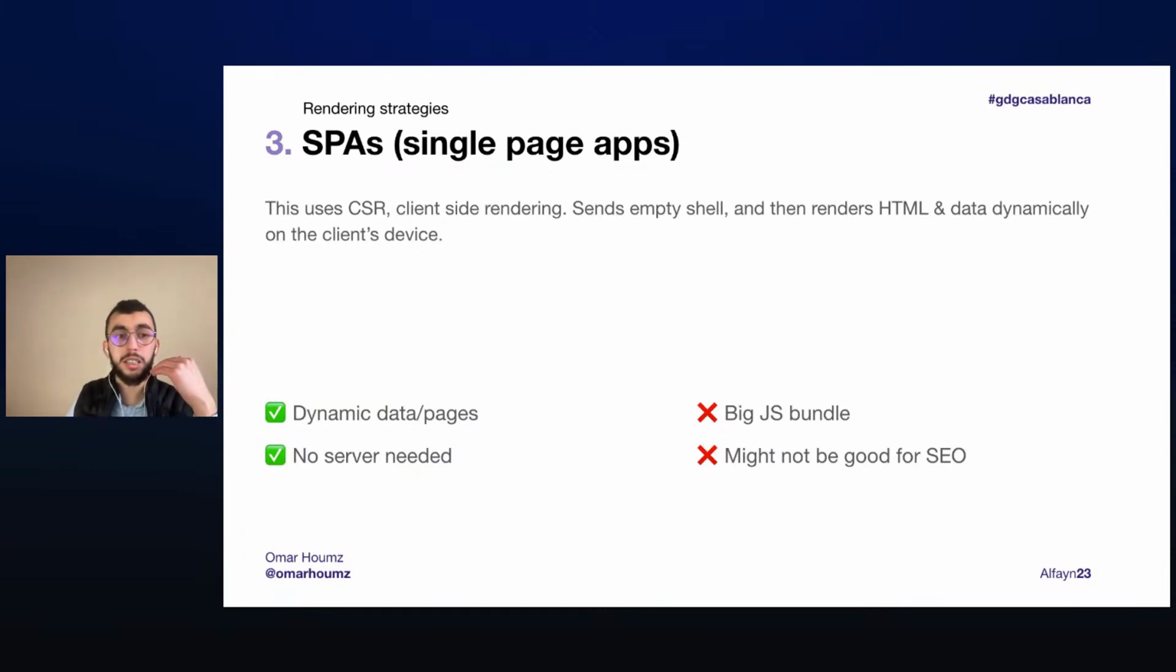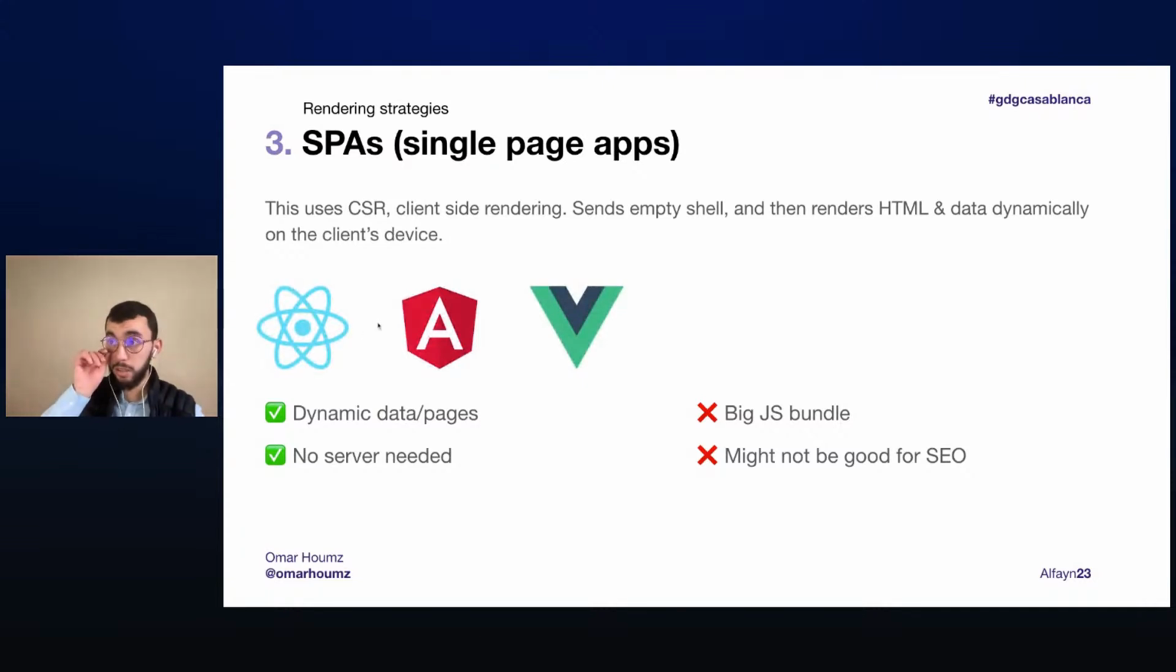So the ideal case is that when I send one request, I get all of the data from the first load. Some of the libraries that manage SPAs are React, Angular, Vue.js, there is Svelte, there is Solid.js, React, etc. There are a lot.